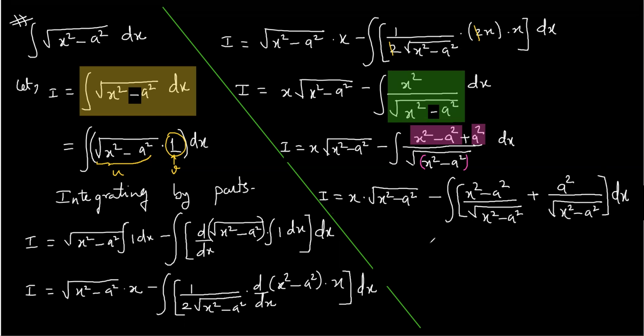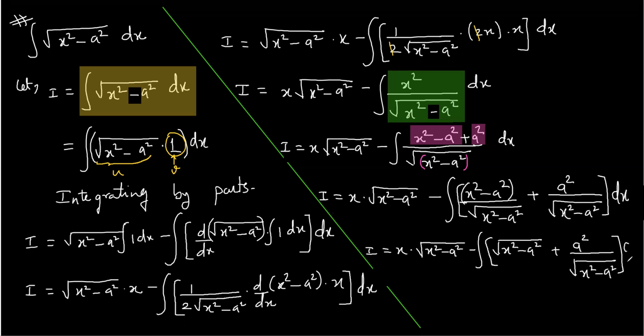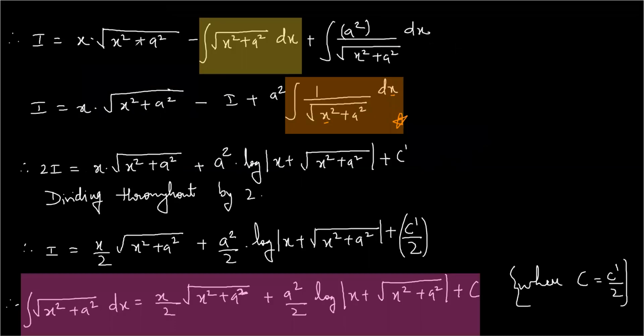So the next step you will get I equals x multiplied by the square root of x square minus a square, minus the integral sign, and here you got x square minus a square divided by the square root of the same, so you are left with the square root of x square minus a square plus a square upon the square root of x square minus a square, dx. So in the next step, you will write separate integrals for these two. Okay, so now I make the changes.